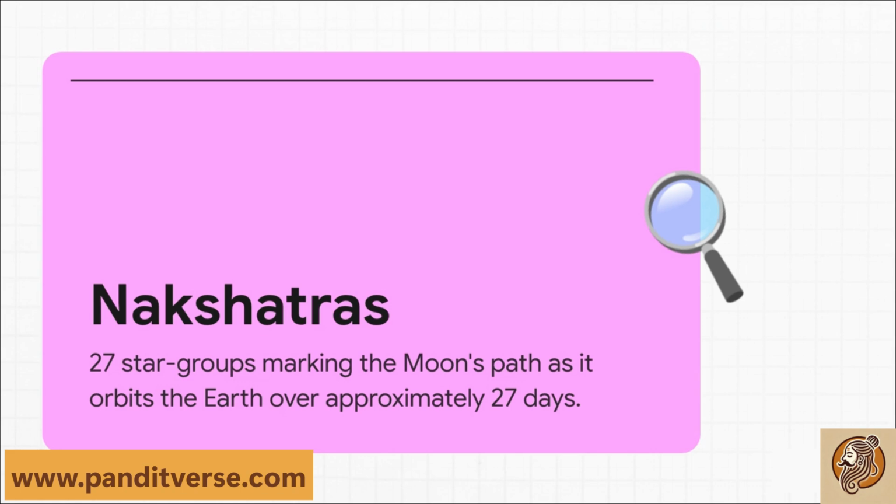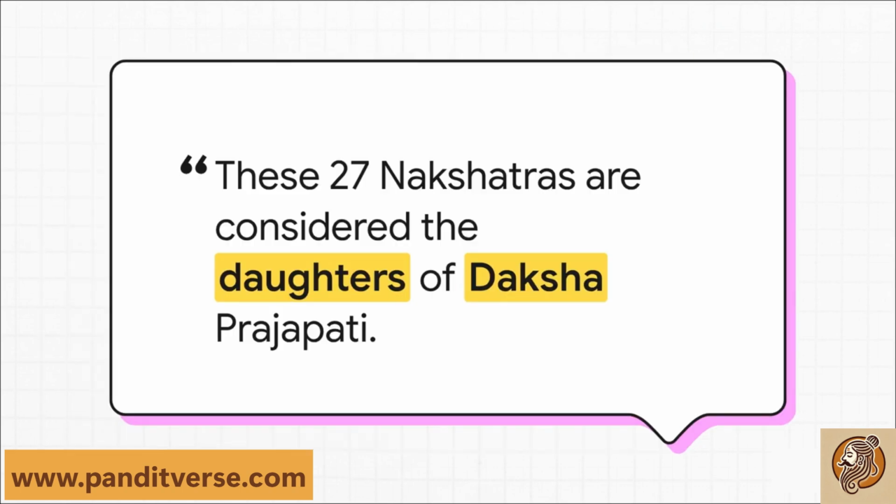You can almost think of them as 27 different hotel rooms that the moon checks into, one per night. And this is where it gets really fun, because it's not just dry astronomy. There's a rich story woven in. In the mythology, these 27 nakshatras are actually the daughters of a deity named Daksha Prajapati, and they were all married to the moon god Chandra. This ancient story is key because it gives each nakshatra its own distinct personality and energy.